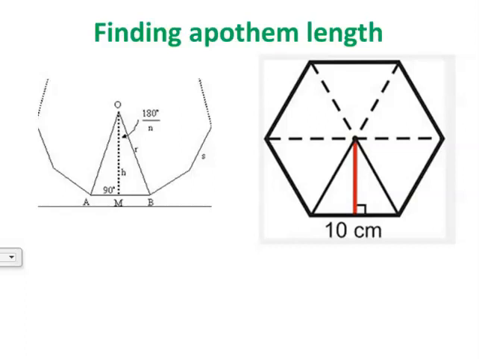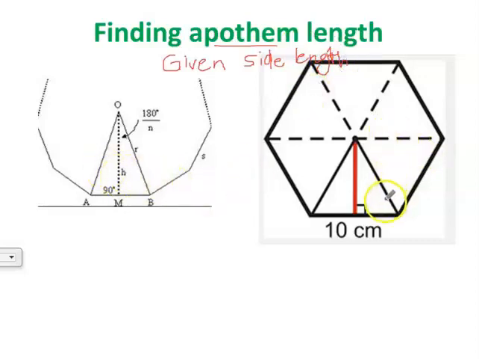Sometimes you are not given your apothem length, and you need to find the apothem in order to find the area. So if you're asked to find the apothem and you're given the side length, this is how you find the apothem. You will have a problem just like this in your homework, so pay close attention here. If you are asked to find the apothem length and you're given a side length, this is what you are to do.